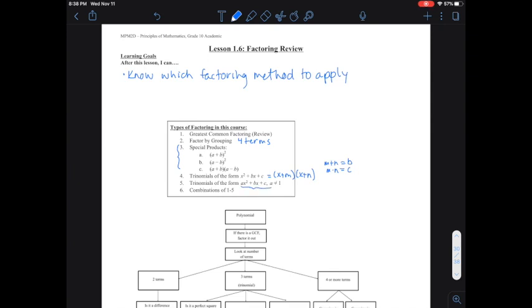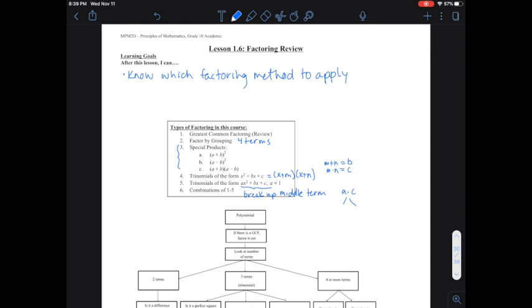And lastly, we learned how to factor trinomials of the form ax squared plus bx plus c, and it's not just a simple (x plus m)(x plus n). What we have to do is break up the middle term, the bx term, and we do that by multiplying a times c and figuring out the factors of a times c. That's how we break up the middle term. So I'm just going to do a bunch of examples here.